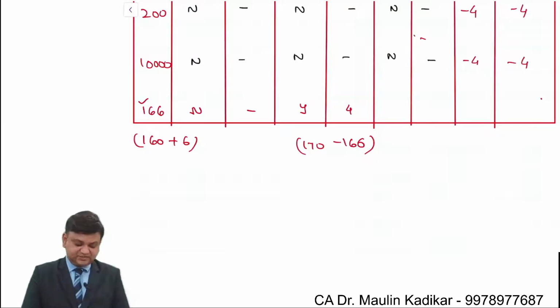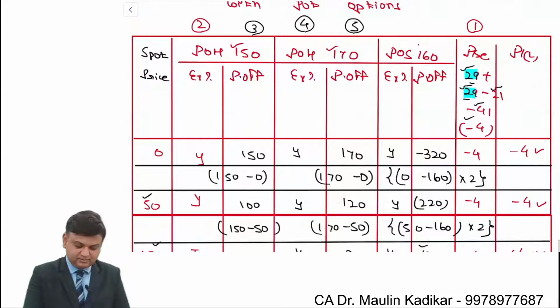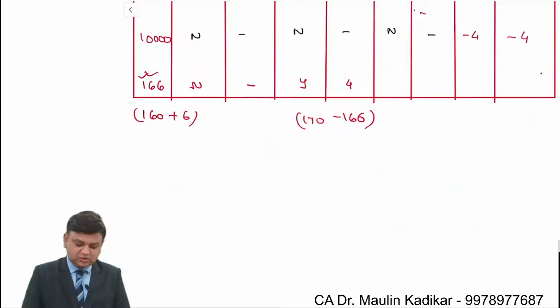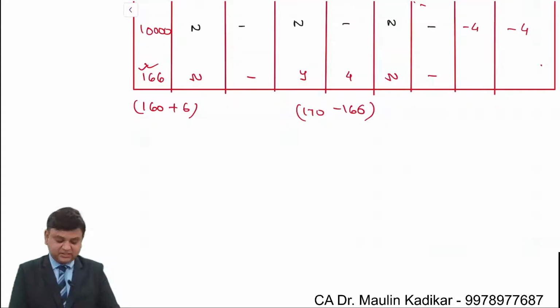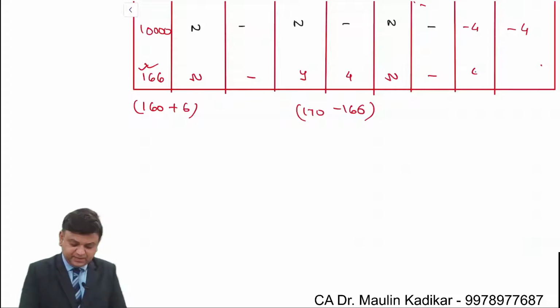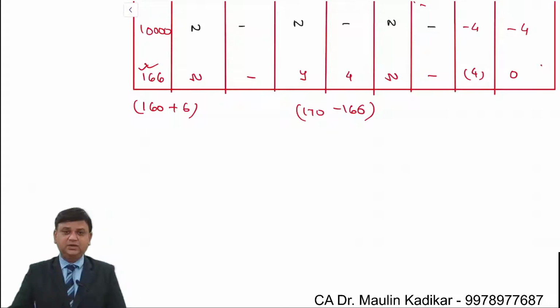We understand that 166 is not less than 160. So these two options will not be exercised. The premium of rupees 4 that we have paid itself is the amount of the payoff. So there is a situation of no profit, no loss.